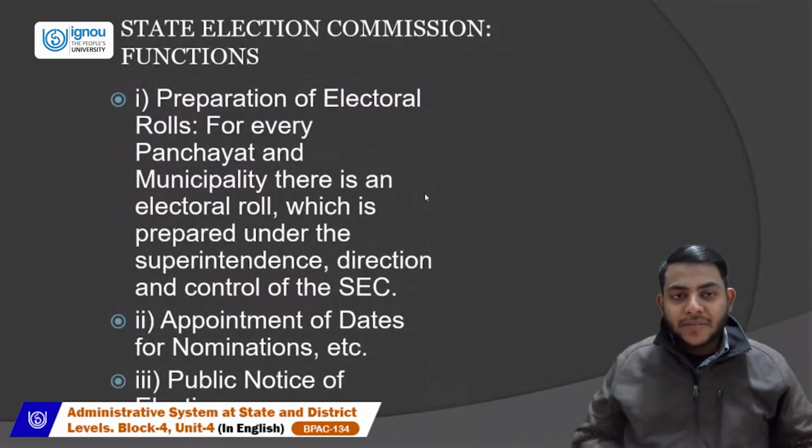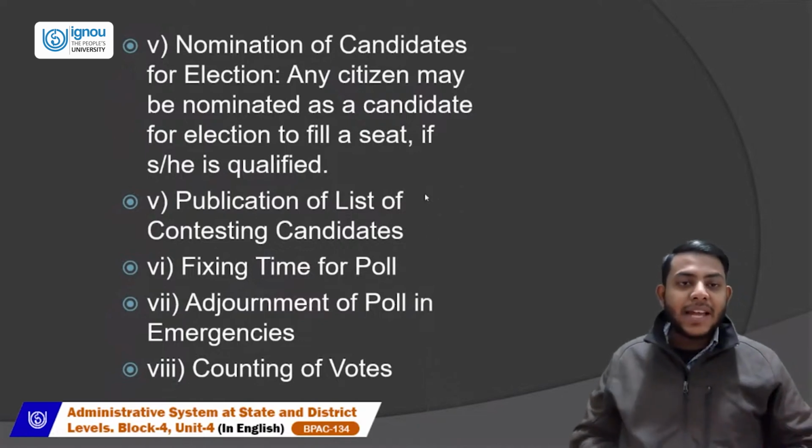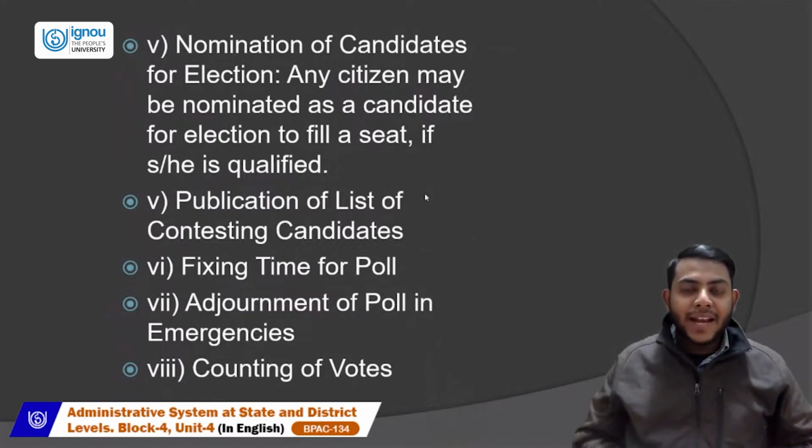Now let us further discuss some of the functions of the State Election Commission. One very important function of the State Election Commission is preparation of electoral rolls for the panchayat and municipality election, and it also performs the task of superintendence as well as direction and control of the panchayat as well as municipality elections. The State Election Commission is also in charge of publicly notifying the elections, as well as appointment of dates and nominations. It also decides which person is eligible to be nominated a candidate, and whether the nomination is valid or not. It then publishes a list of contesting candidates, fixes the time for poll, and also has the power to adjourn the poll in case of any emergency. And finally, it plays a very important role in the counting of votes.